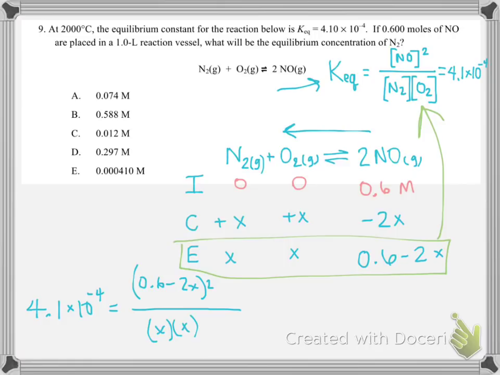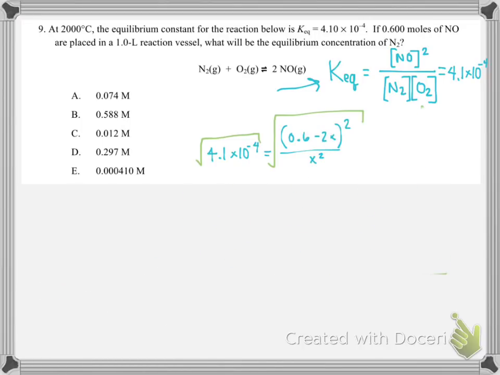Okay, so once we plug everything in and set it equal to our KEQ value, maybe you can see that we could rewrite this denominator as x squared, because it was something multiplied by itself. And we have a square on the top also. So what we can do to make the math simpler is to go ahead and take the square root of both sides. Okay, I'm going to erase the ICE table now so we have room for the algebra.